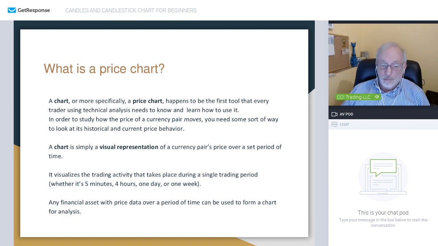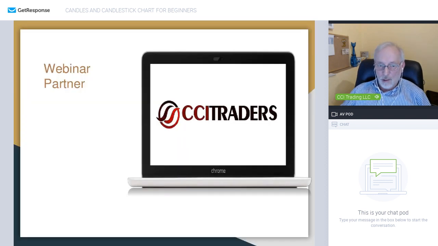So whether it's 5 minutes or 4 hours or 1 day or 1 week, it of course depends on what kind of time frame you are using during the trading. But of course, you must remember that any financial asset with price data over a period of time can be used to form a chart, to analyze it and then make some trading decision.